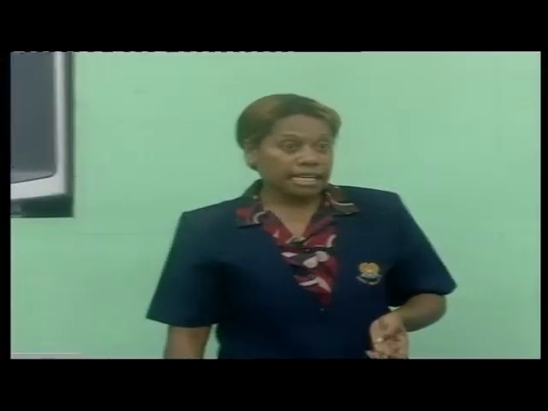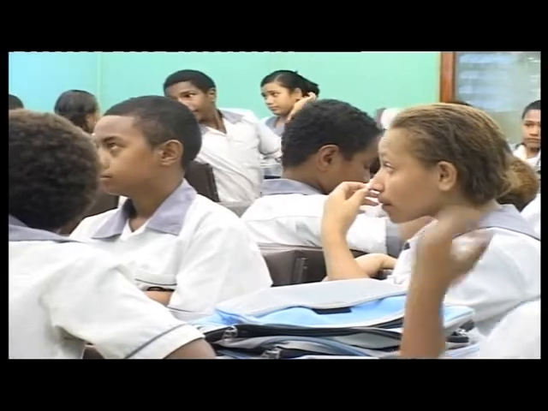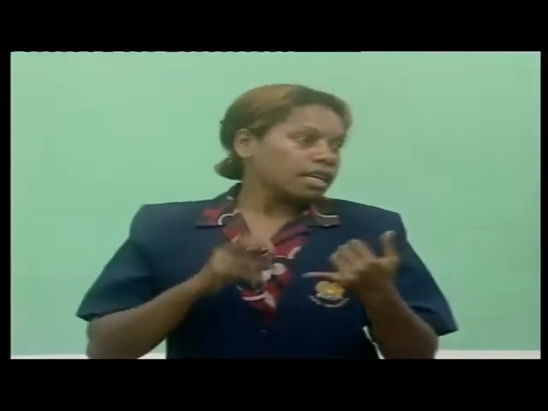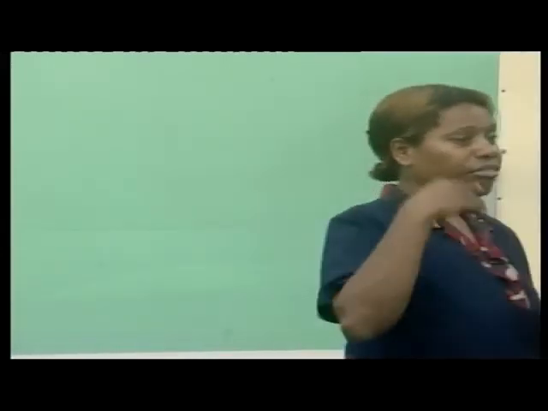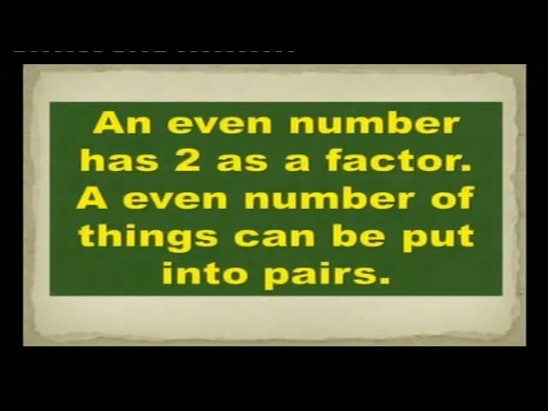Okay, class? Receiving students? Again, let's look at even and odd numbers. Even numbers, you can pair them evenly. The numbers are evenly paired. No leftover. 2, 4, those are even numbers. Odd numbers, you pair them, you still have a leftover or remainder.